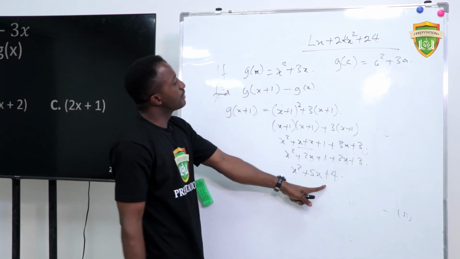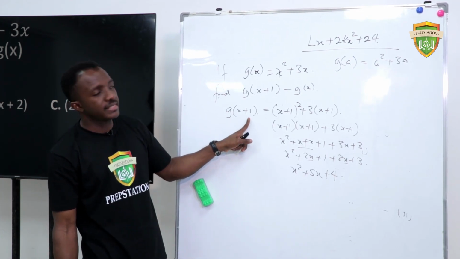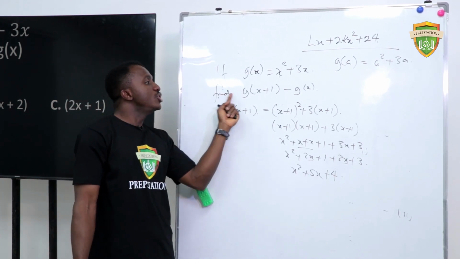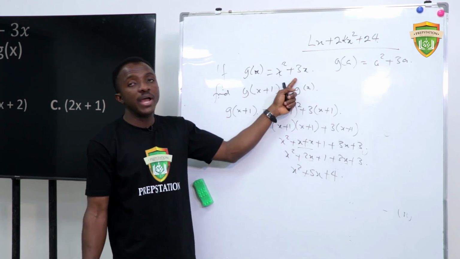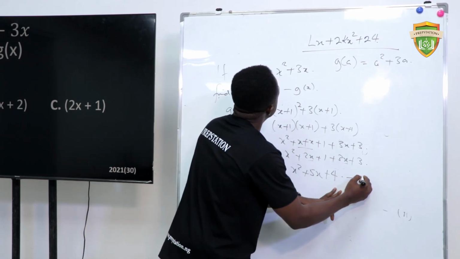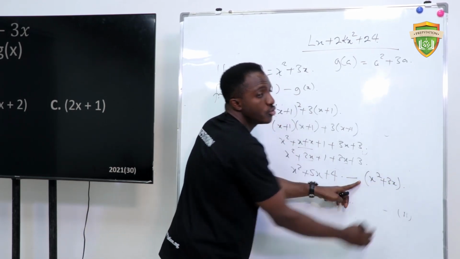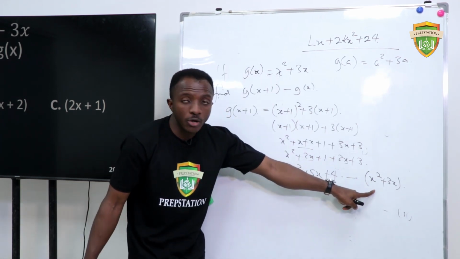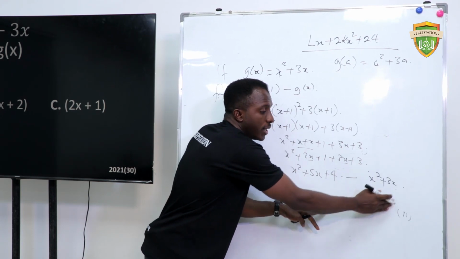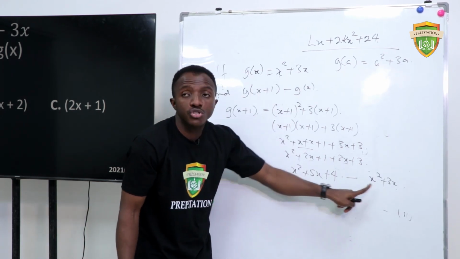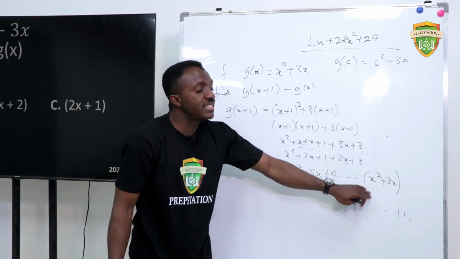Now that is what g of x plus 1 is. But the question says we should find g of x plus 1 minus g of x. And this g of x is what we have here. So if we subtract g of x, remember why I said you should always use your brackets. That comes in handy here. Because if there was no bracket, this would be wrong because this minus is supposed to affect this. But with brackets, it shows you that the minus indeed will affect this.